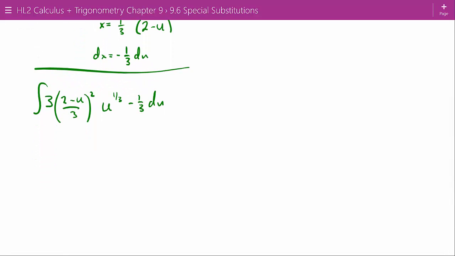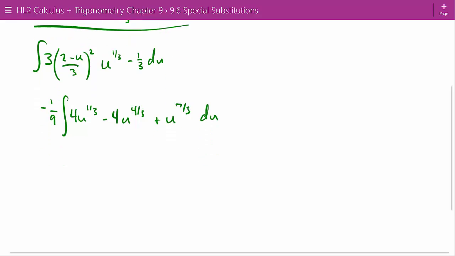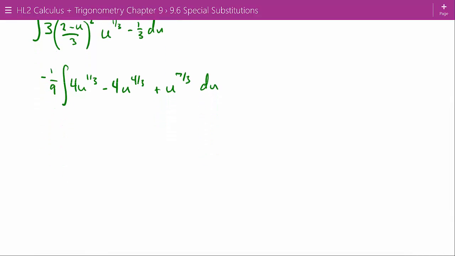And we can expand and simplify, and what we end up with, if we do this carefully and correctly, we should get negative 1/9 times the integral of 4u to the 1/3 minus 4u to the 4/3 plus u to the 7/3 du. And again, this is simply power rule integration. This is something that we can very easily deal with. So let's do it.